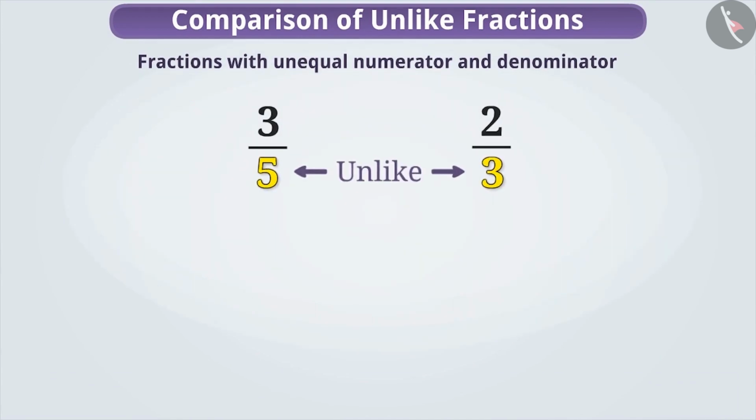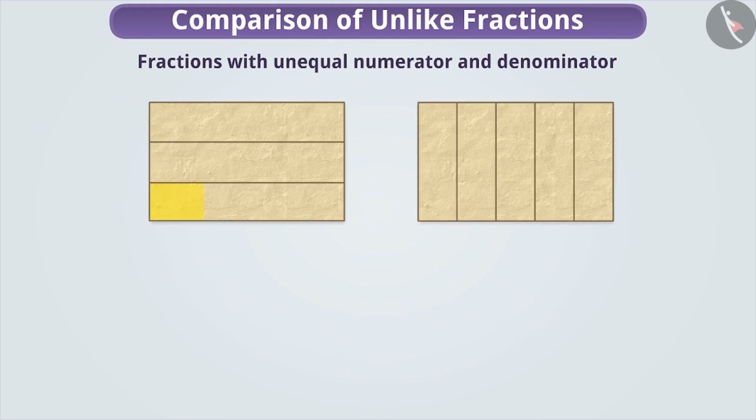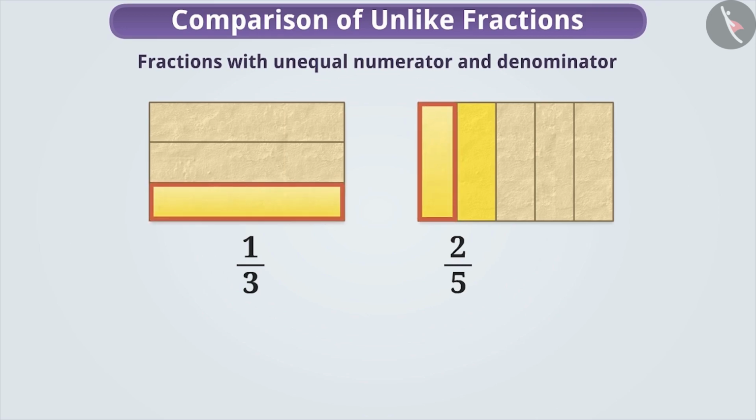Now imagine if both numerators and denominators of fractions are not equal, then how do we compare them? Suppose we take two similar types of paper. We make 3 parts of one and 5 parts of another. If we take one part of the first paper, it will be represented as a fraction 1 by 3. Similarly, if we take 2 parts of the second paper, then it will be represented as 2 by 5. Here, the denominators of both are not equal, and nor is the shape of their parts. Similarly, their numerators are also not equal. That is, the number of parts taken is different. Therefore, it is difficult to compare them.